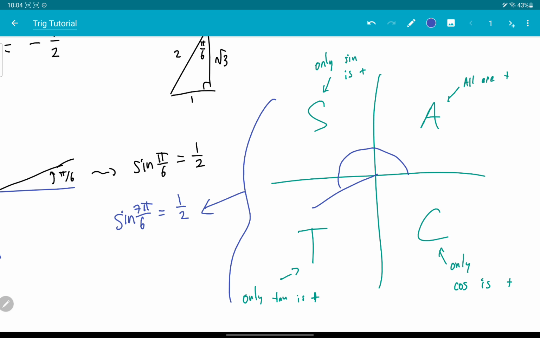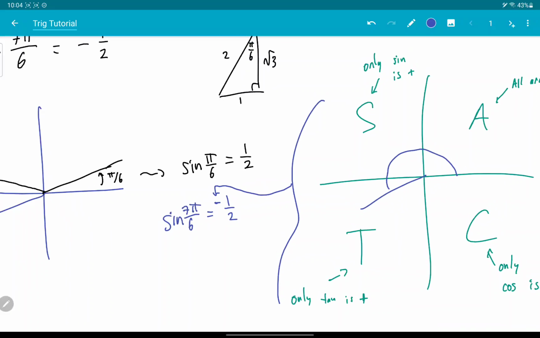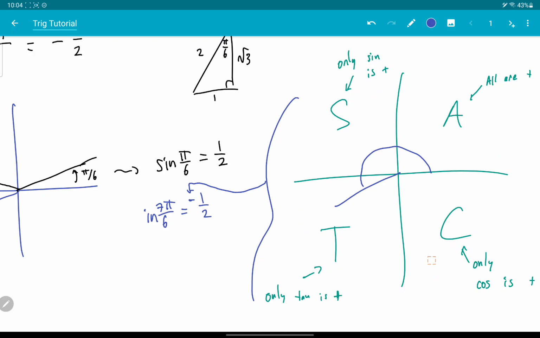So I use that information to put a minus right here. So I'm taking my cast rule and using it to put that minus there. So 2 things here. I'm reflecting into the first quadrant, and that tells me that sine of 7 pi over 6 is going to be either a half or minus a half. And then I use this cast rule to determine whether it's plus or minus.